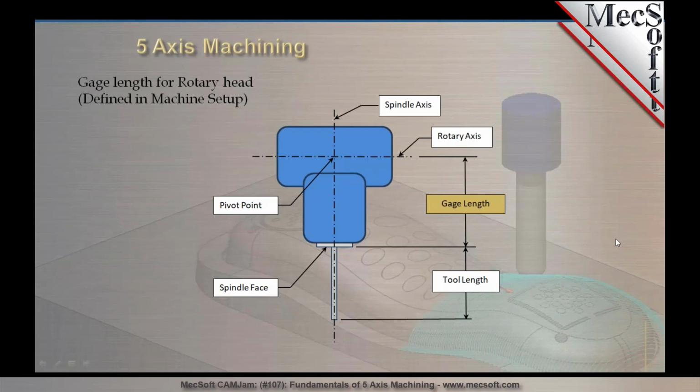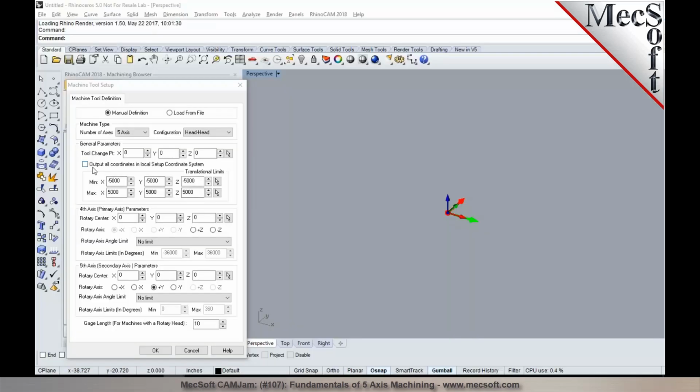When you specify a non-zero value for the gauge length in the machine setup dialog, we will automatically compensate for the gauge length in the tool path, and it will be factored into the posted code. In order to specify a gauge length, you would clear this checkbox which says output all coordinates in local setup coordinates, and then specify the gauge length, which is the distance from the pivot point to the spindle face, right in this section.